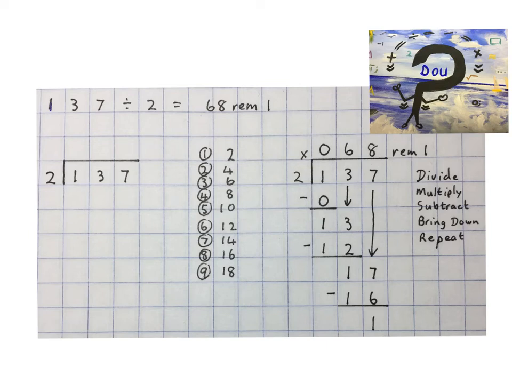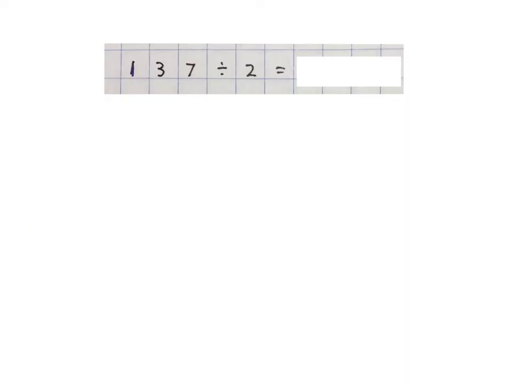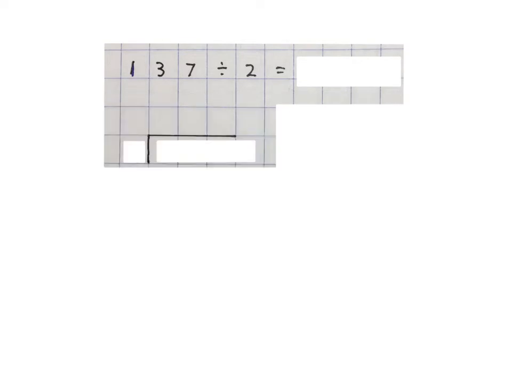Good day. In this video, we're going to teach you how to do long division using a very small number in our divisor. We're going to divide 137 by 2. First, you draw the long division roof up and sideways.